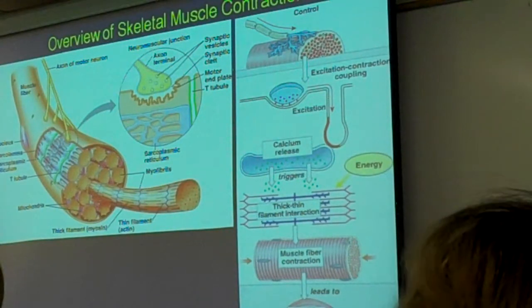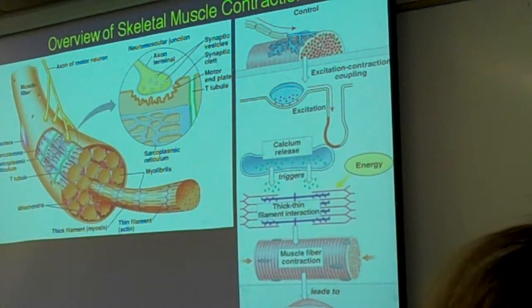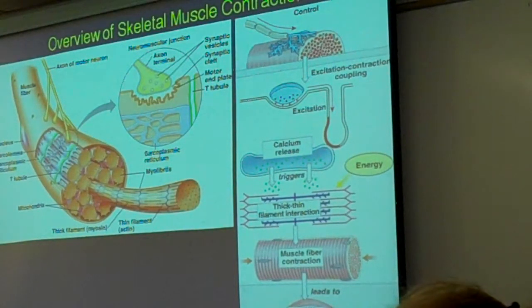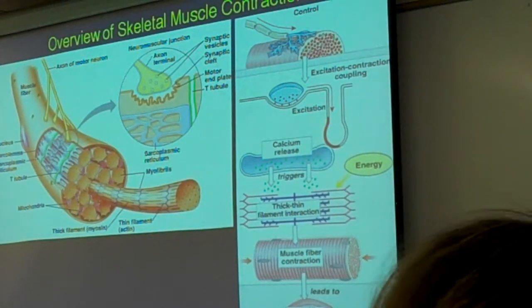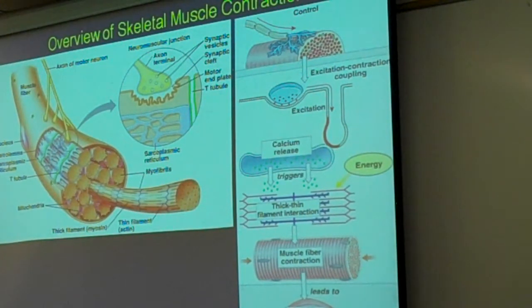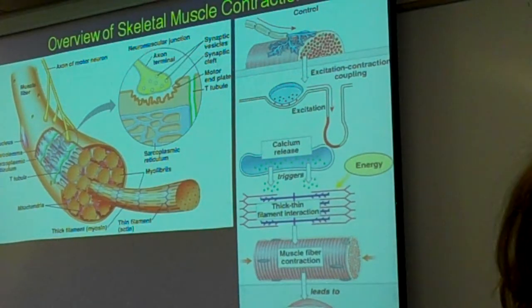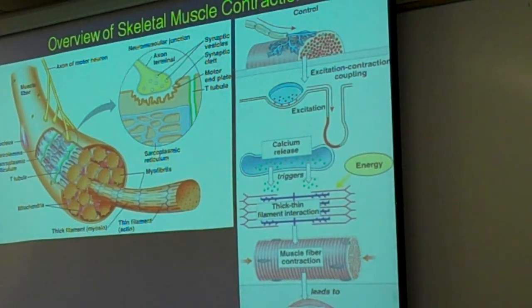The following sections, which include one, events at the NMJ, which stands for what? Neuromuscular junction. EC coupling, EC stands for? Excitation-contraction coupling, and cross-bridge cycling. We're going to break up the whole process of muscle contraction into those three phases. Events at the NMJ, EC coupling, cross-bridge cycling.